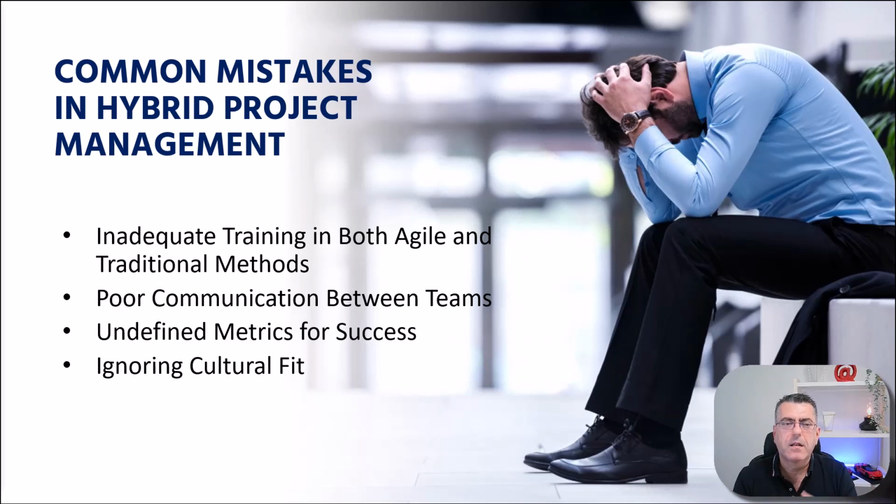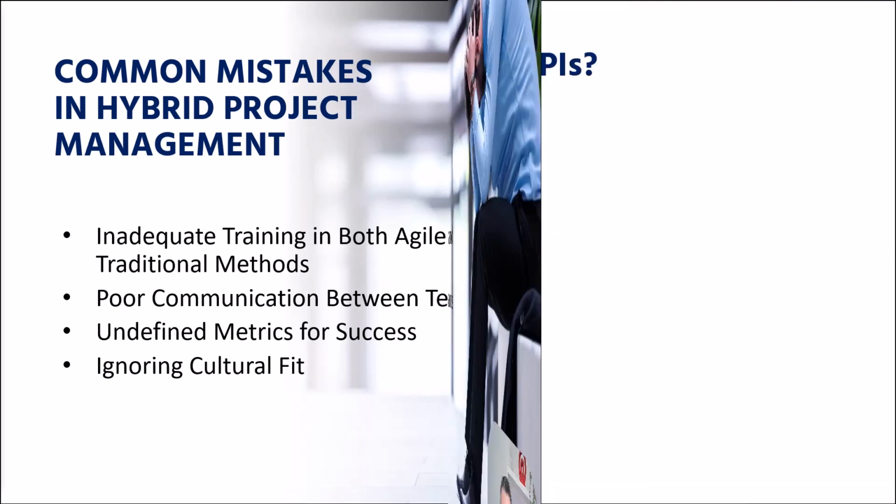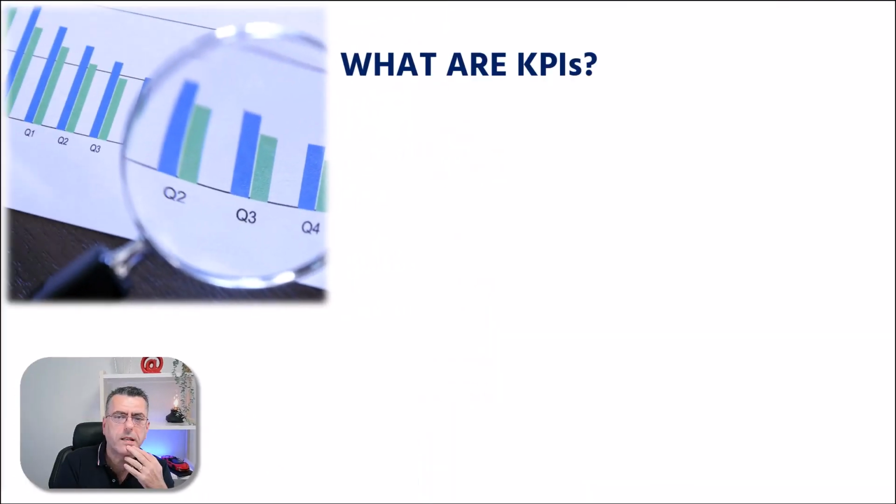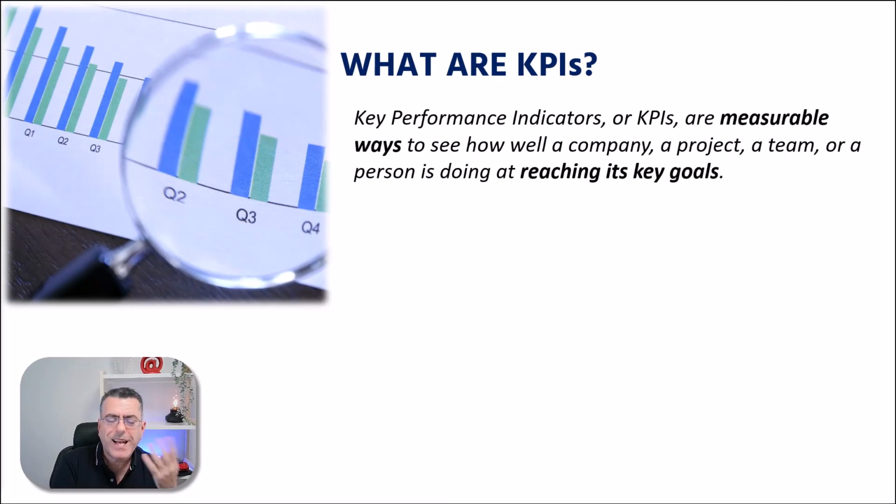Having said that, we can start talking about KPIs. So what are KPIs? What is the definition? The technical definition is: KPIs, key performance indicators, are measurable ways to see how well a company, a project, a team, or a person is doing at reaching their key goals.